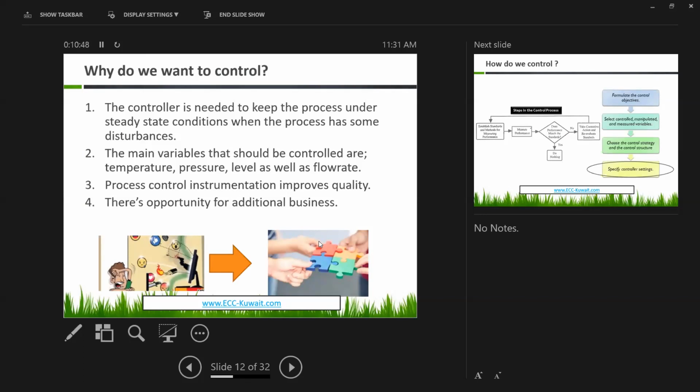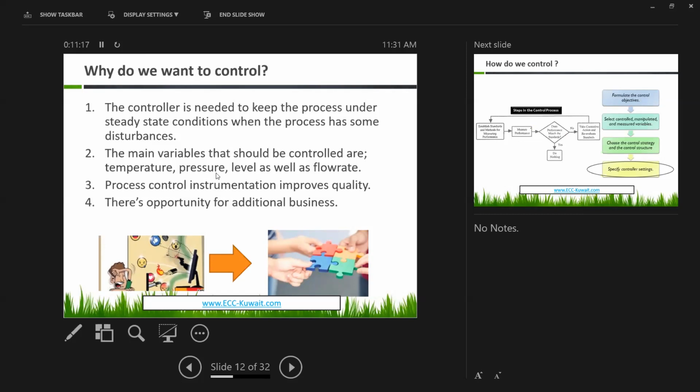For example, if we have high temperature in a reactor or a distillation column, or any other unit operation, the controller tries to return to normal operation by taking some actions to keep the unit operation at design operation conditions.